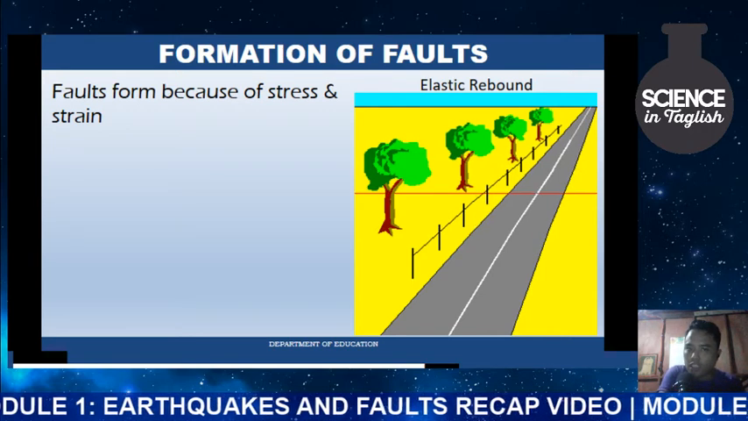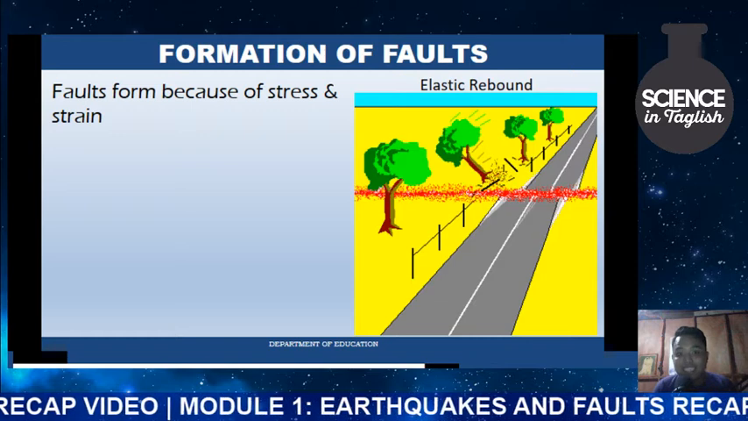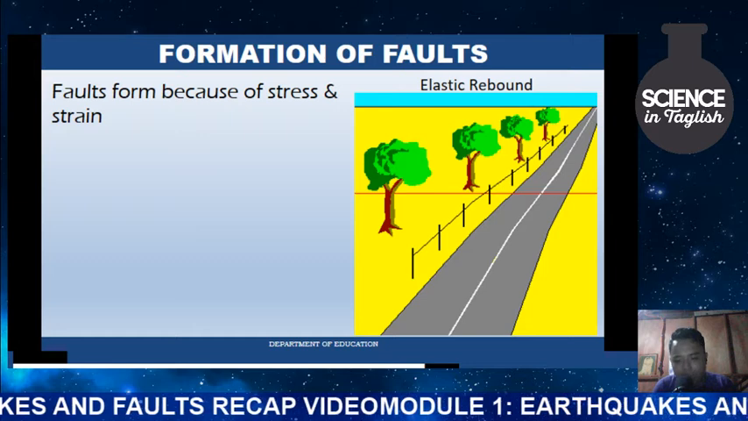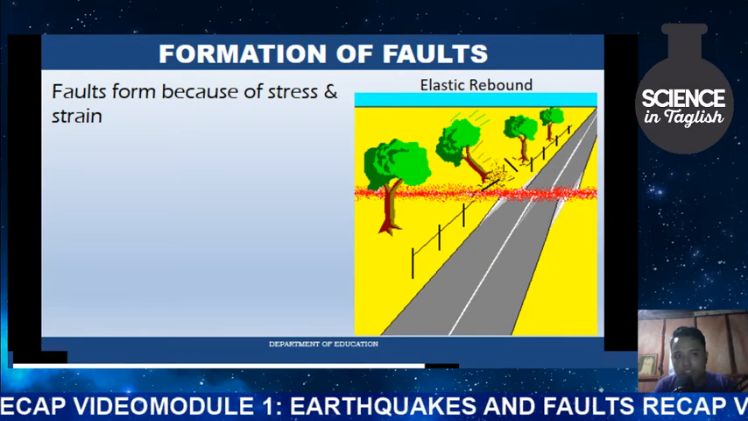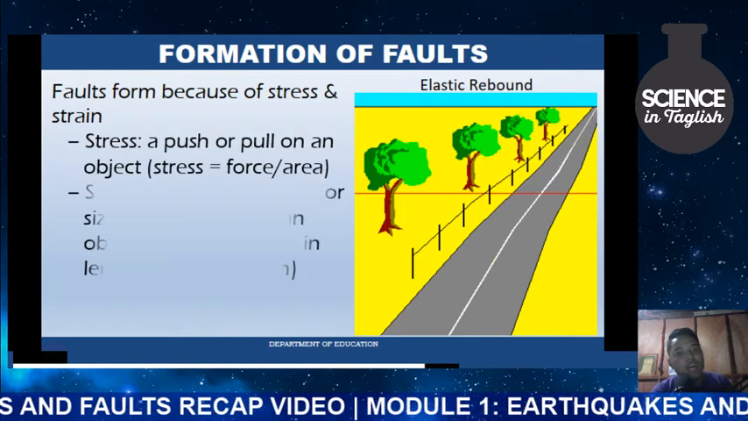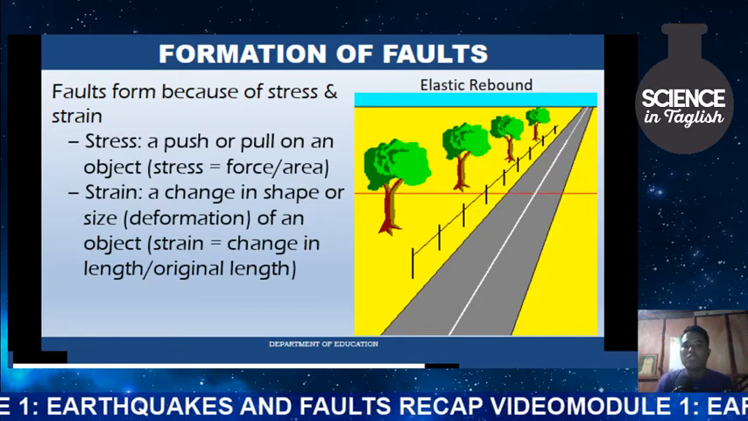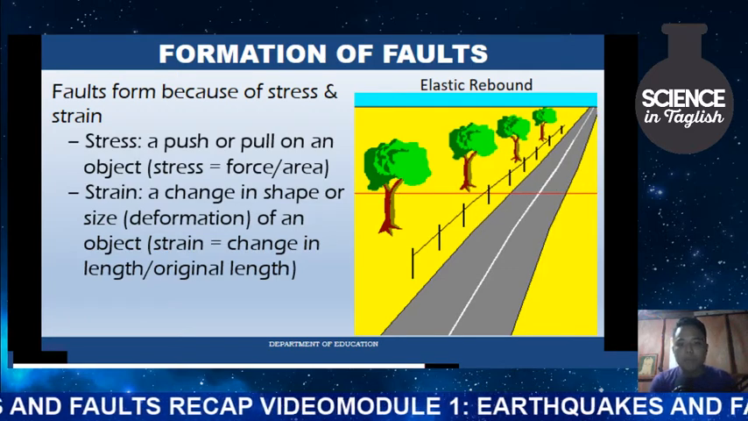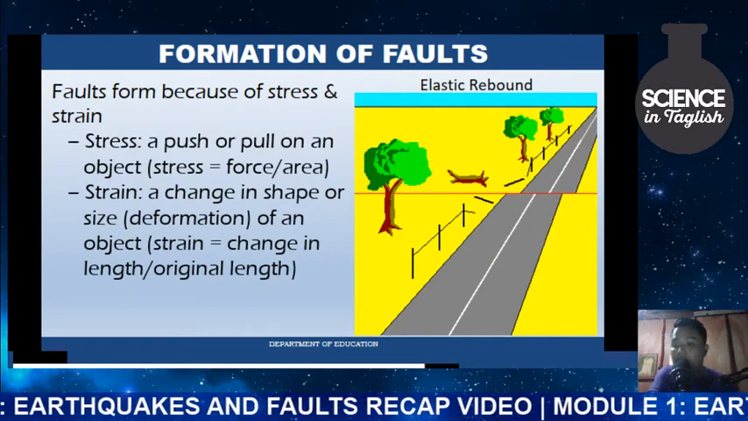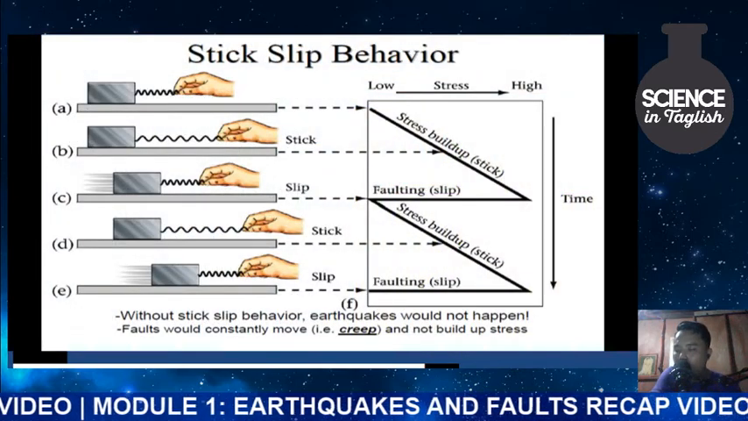Ito na ngayon yung elastic rebound theory. Look at the GIF. Faults form because of stress and strain. If you have done the activity on the ruler, nagbe-bend siya, tapos there would come a time na magbe-break siya. Yun yung stress and strain. Yung stress kapag push or pull lang. Yung strain kapag nag-change na yung shape. Okay? So, nagsisimula siya lahat sa stress, tapos kapag na-reach niya yung elastic limit niya, nagkakaroon ngayon ng strain. And this is what we call elastic rebound theory.